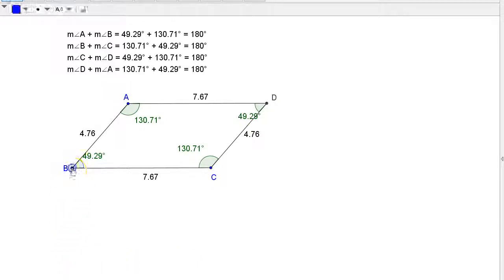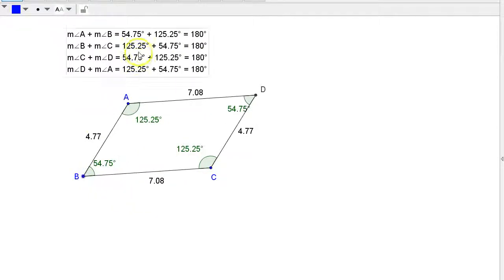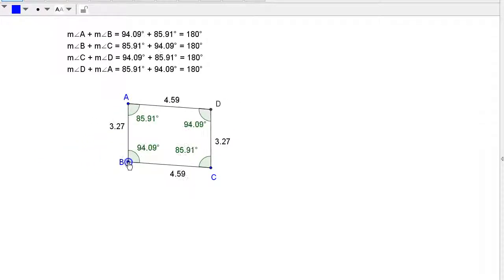The next thing you hopefully notice is this. I've got it up here in the drawing. Angles A and B, they are not opposite. They're what we call consecutive. They're next angles, but they're consecutive angles. Well, 62.62 plus 117.38 equals 180. And then notice B and C, those guys are consecutive angles. They add to 180. C and D, they're consecutive angles. They add to 180. D and A, they're consecutive angles. They add to 180. And no matter what, consecutive angles add to 180.